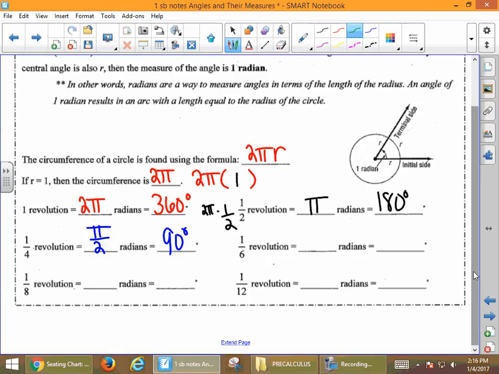Again, if we want to go 1/6 of a revolution, a full revolution is 2 pi. If we multiply that by 1/6, we're going to end up with pi over 3 radians. And remember, it's going to be 1/6 of the circle, so it's really going to be 60 degrees.